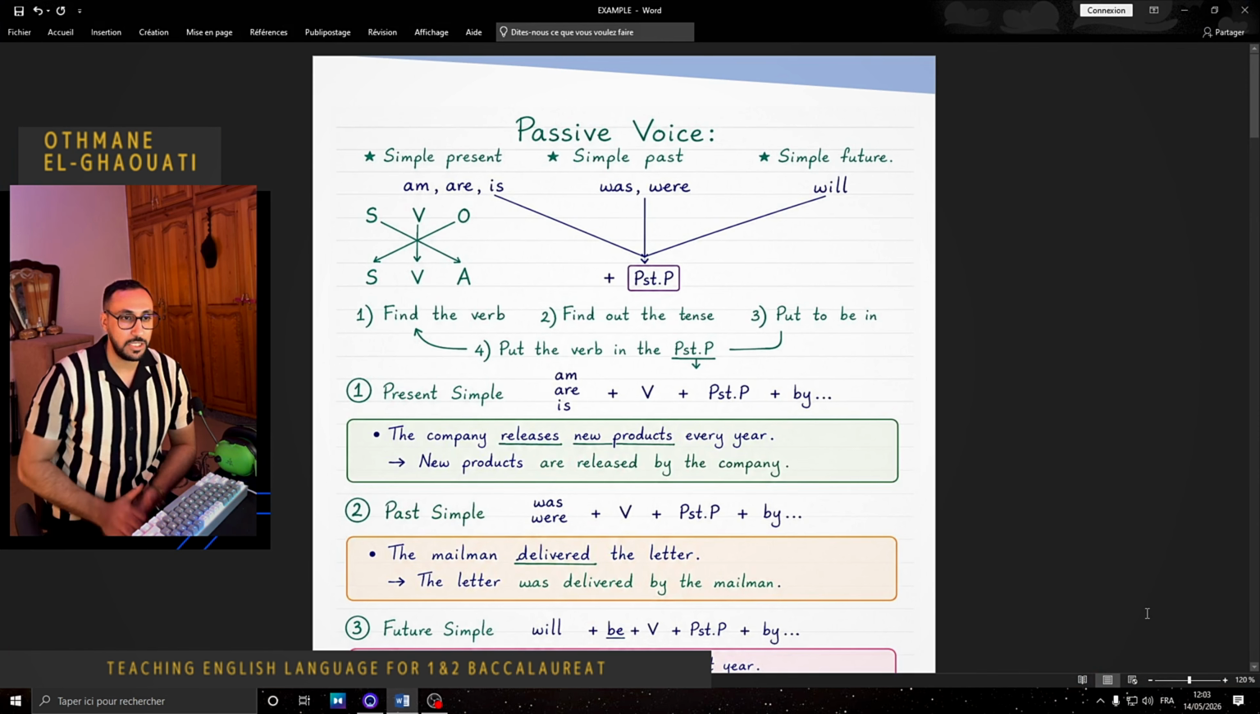Hello everyone, today's session is going to be about the passive voice. Okay, passive voice in just the simple tenses, which is the simple present, simple past, and simple future.